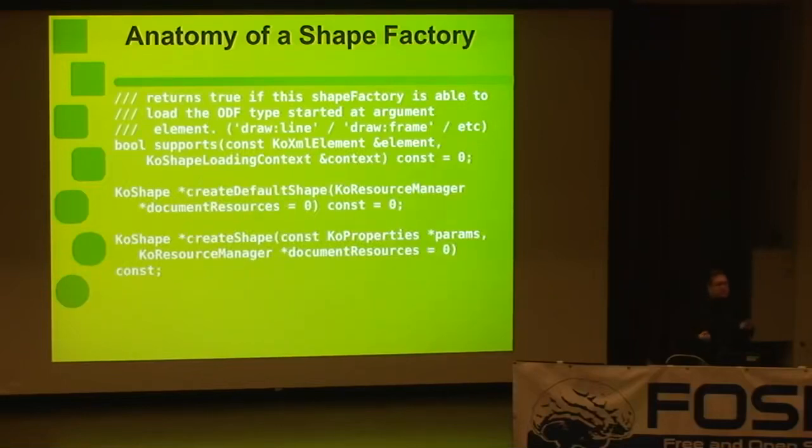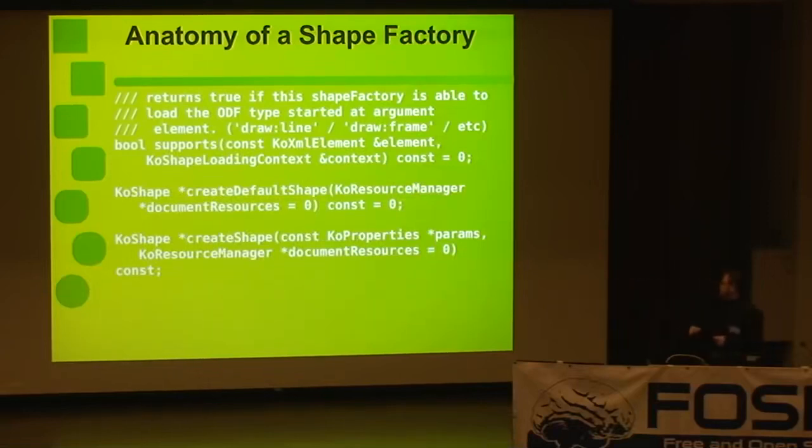Because you don't know when you start out which shapes you will have, which shapes you will need. Shapes are plugins. In order to make it possible for the system to find which shape to load for which part of Open Document, we have this supports function in a shape factory. The shape factory will create shapes. So what happens is we will go through all the factories that are registered in the system one by one and check, are you supporting this type of ODF element? And then one factory says, yes, I do.